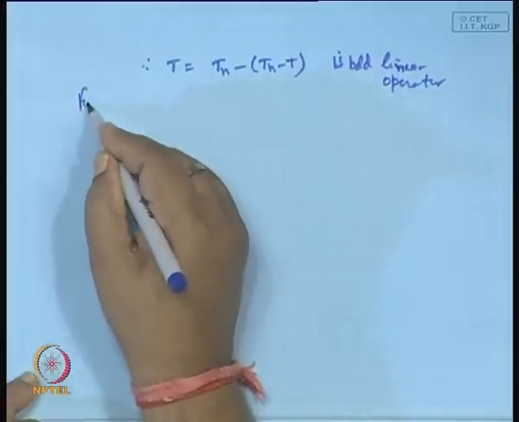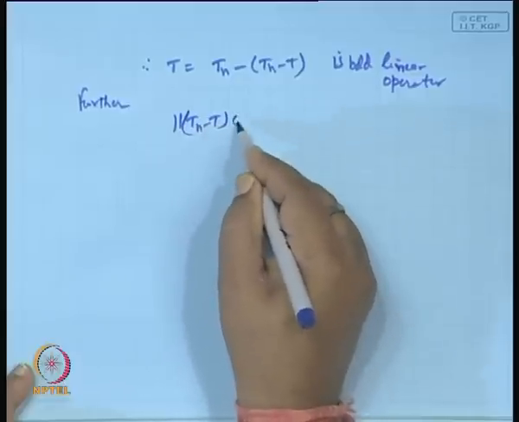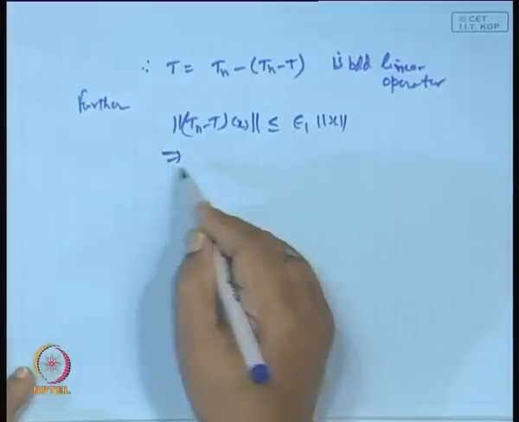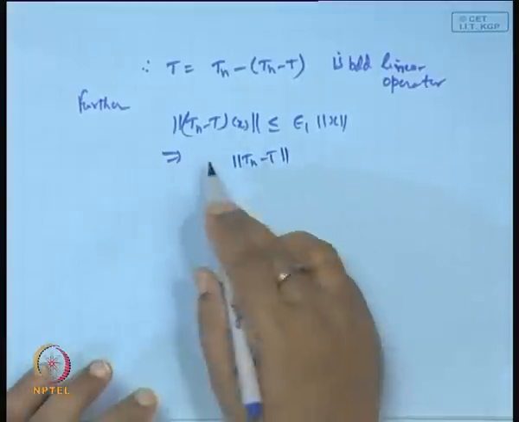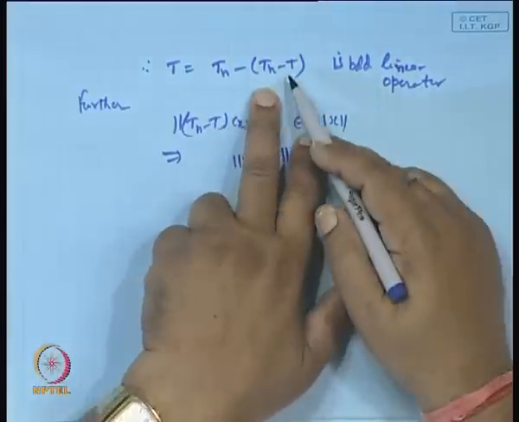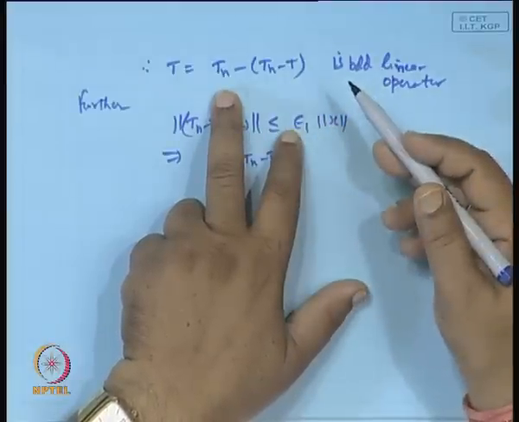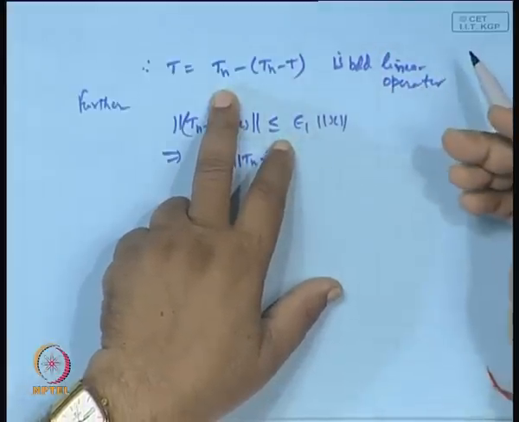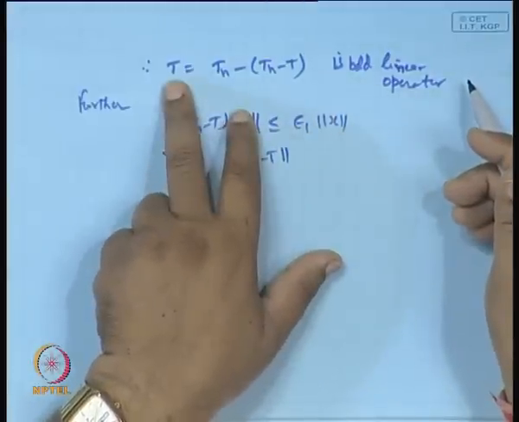Now, further, norm of Tn minus T x is less than or equal to epsilon times norm x. So from here we get the norm of Tn minus T. Sir, this point is not clear: that T is a bounded linear operator. Which one? Tn minus T we have shown bounded. Tn is also given to be bounded. So the sum of bounded operators is bounded. Tn is given to be an element of B(X,Y), so it is a bounded linear operator. So these two are bounded linear, therefore T is bounded linear.